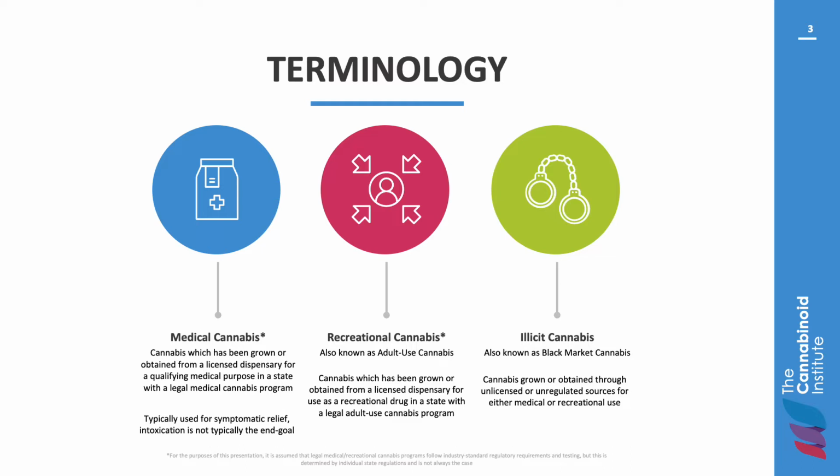For the purposes of this presentation, it is assumed that legal, medical, and recreational cannabis programs follow industry standard regulatory requirements and testing. But it is important to understand that this is determined by individual state regulations and is not always the case. So it is very important to have a good understanding of the cannabis product testing and regulatory requirements within your state. It should also be noted that over-the-counter hemp CBD products are not covered in this presentation. A discussion of safety and testing for hemp CBD products can be found in our Hemp CBD Learning module.